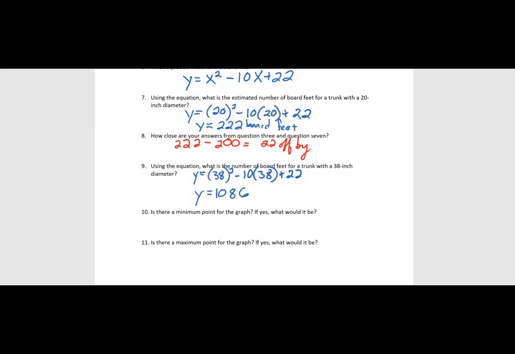Number 10 says, is there a minimum point for the graph? And if so, what would it be? Remember with our parabolas that if we have a graph that's opening down, this top point, we talked about this being a maximum, and then if our graph opened up, our vertex was a minimum. If we look at our graph, do we have a minimum point? Yeah, we do have a minimum point. And why do you think it is 12?